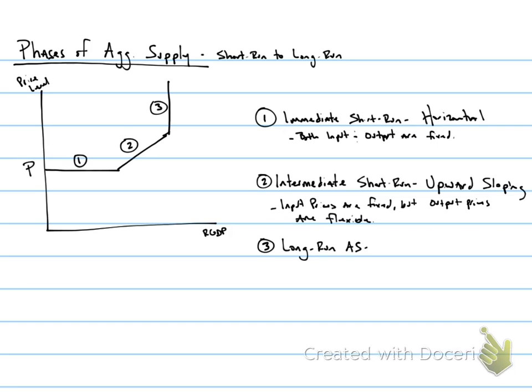Now this phase lasts for a decent amount of time, but it can't last forever. And at some point in time we get to what we call the long run aggregate supply curve, and that's when our aggregate supply is vertical. So this is the vertical phase. And when that curve is vertical, what that indicates is both input and output prices are flexible.